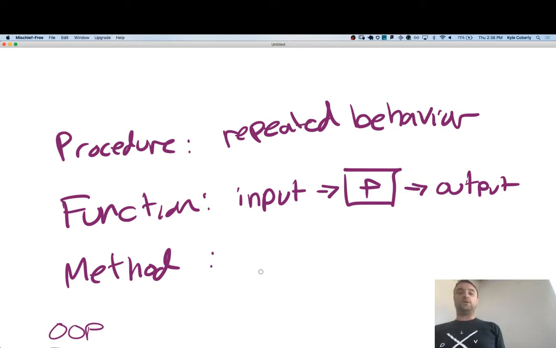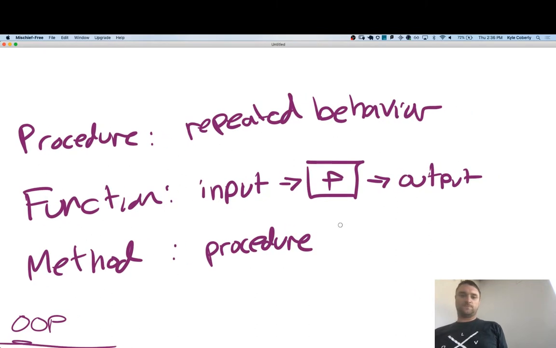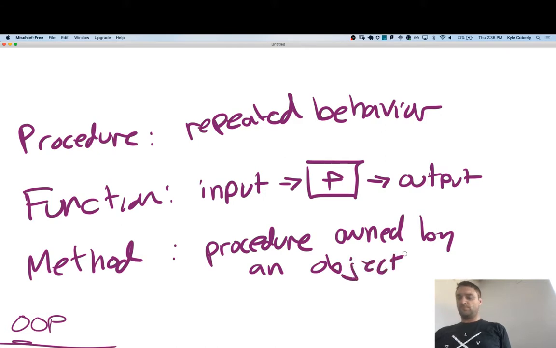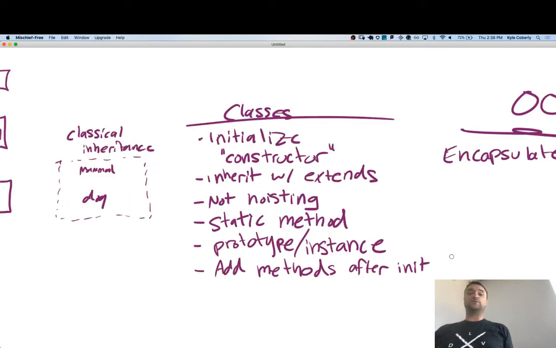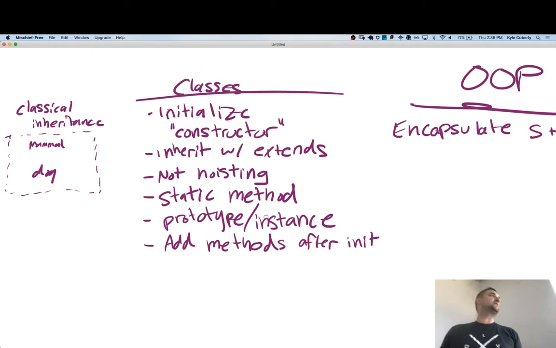A method is a procedure owned by an object. So in OOP, in all of Ruby, none of those are functions. Those are all methods. And when we're making classes, the things that we declare on those are methods. Cool. Anything else you take away from classes?